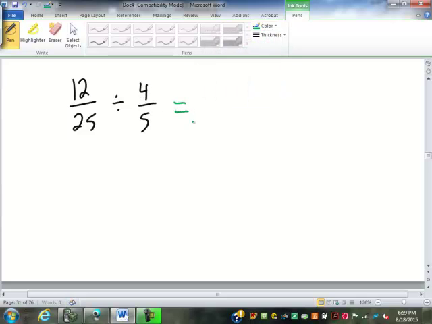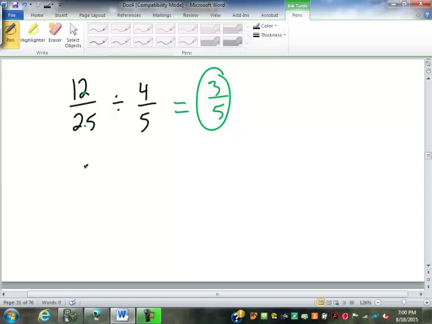So if I want to divide fractions, could I divide straight across? Can I do 12 divided by 4 is 3? 25 divided by 5 is 5? Does that work? Well, is this the right answer? Yeah, it is. Does that work to just divide straight across? Sure it does. Will it work every time? Well, if it works out, yes. Why don't we do it that way?